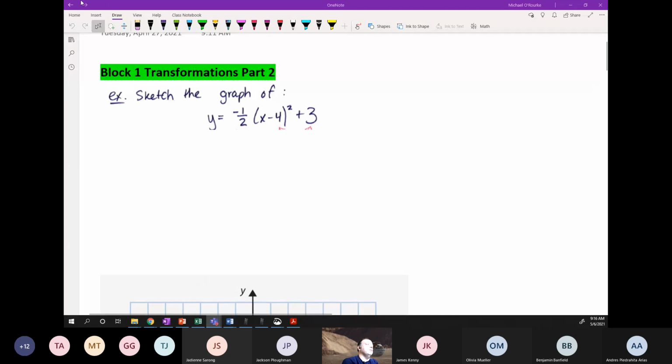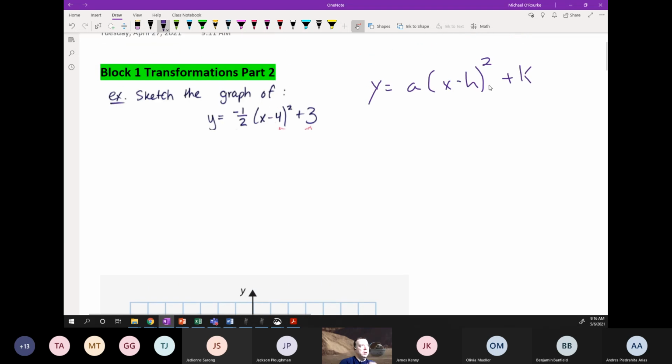Okay, so let's sketch this one. So yesterday we learned what all these different things meant, right? Our parent formula was this: x minus h squared plus k. Now we learned what a did, what h did, and what k did. And we just wrote it down, saying, okay, this is what they do. But this time we're going to go from this is what they do to using it.